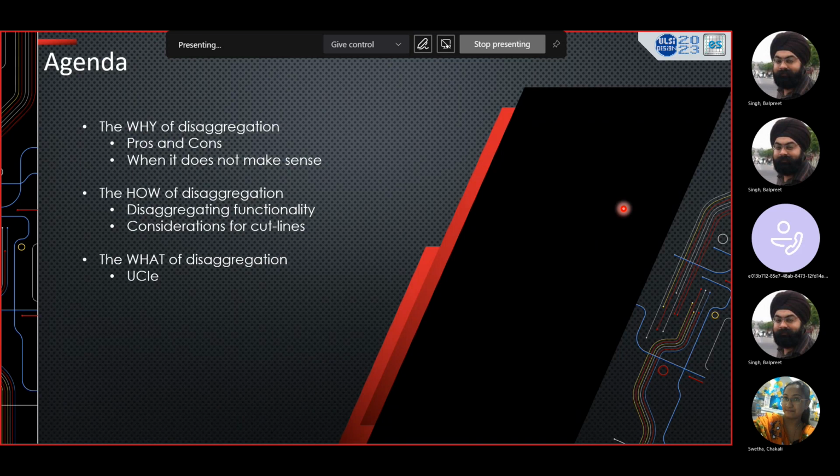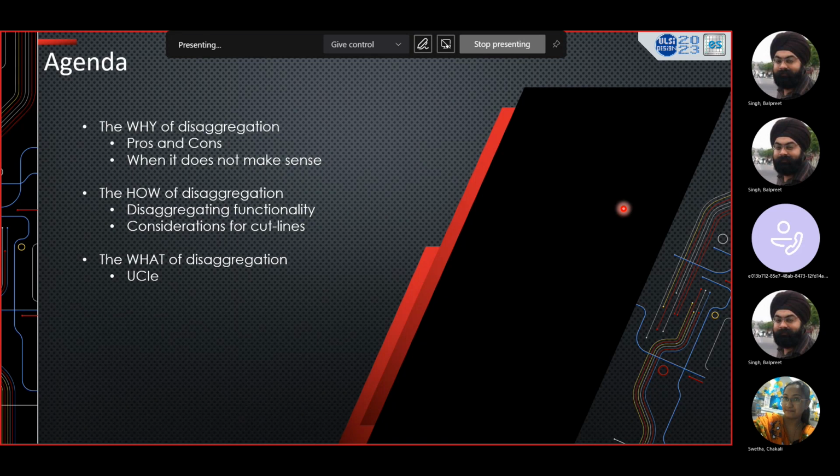First of all, the why of disaggregation, and I know Biswajit covered some of it. I'm going to quickly touch upon the pros and cons. I also want to bring up a point, which is what are the conditions where you definitely do not want to go for disaggregation. What are the use cases or solutions where you believe it's not viable to go for disaggregation? I'll be touching upon that.